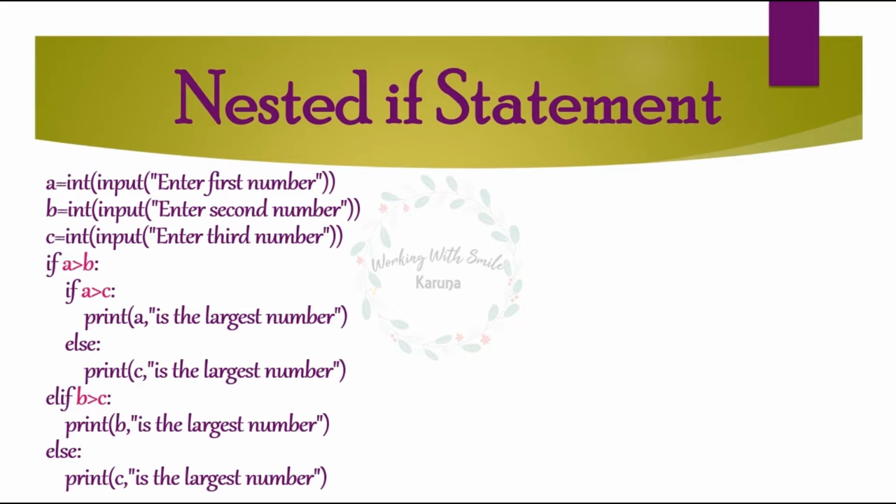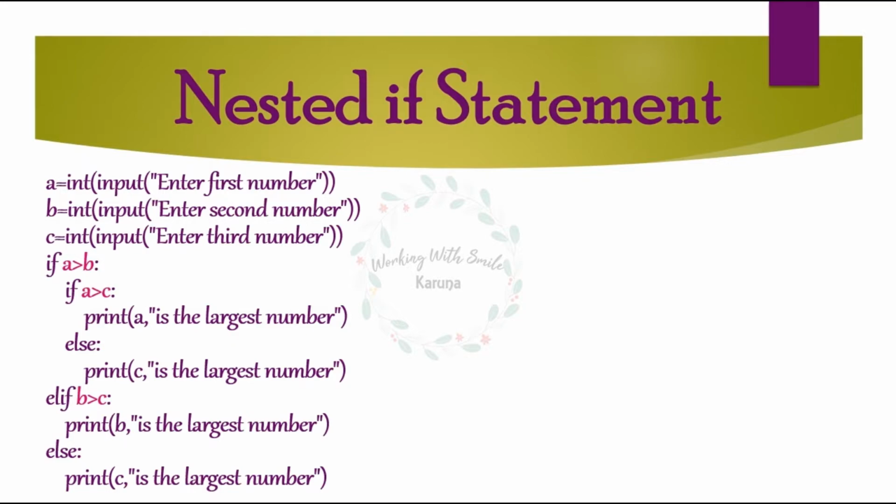So if the value of variable A is greater than B and also greater than C, then obviously A will be the largest number. But let's say if A greater than C condition becomes false, then it goes to the else part, which is written to print the largest number as C. This if else block is written inside A greater than B condition. So if A greater than B becomes false, then this entire block will be ignored and the control will move to the elif block, which checks for the condition B greater than C.